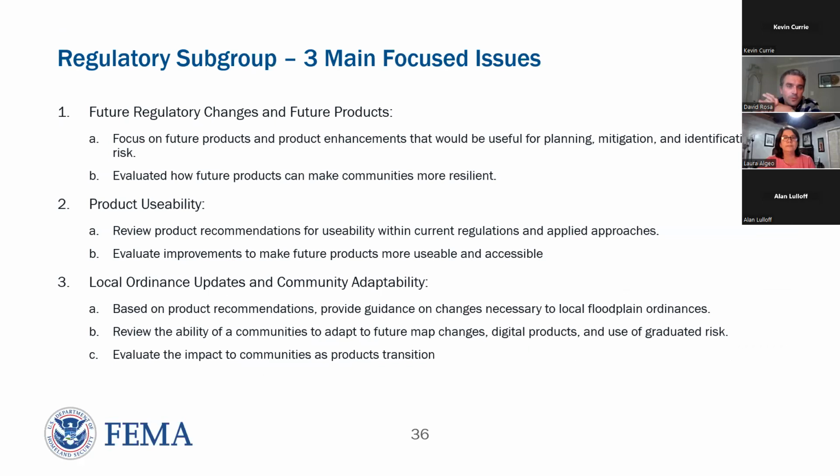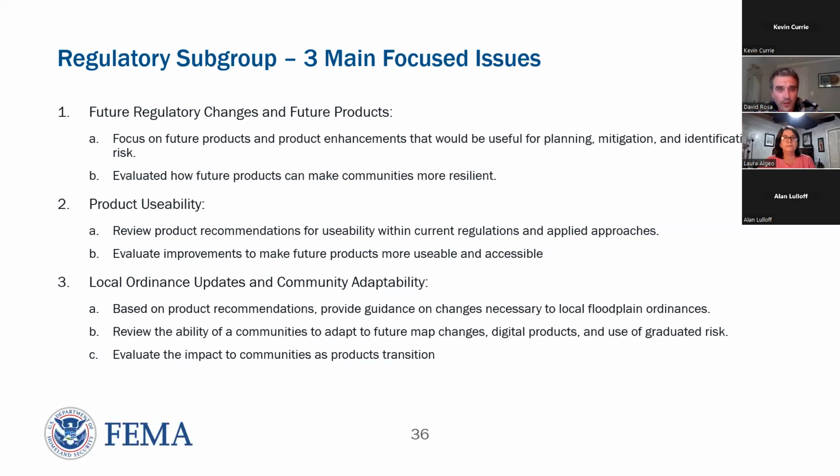Again, the regulatory subgroup is focused on three main issues. One is future regulatory changes and future products. What sorts of enhancements would be useful for things like planning, mitigation, identification of risk? How can future products make communities more resilient? They're also looking at product usability, so reviewing recommendations for usability within current regulations and applied approaches, and evaluating improvements to future products. And finally, local ordinance updates and community adaptability.